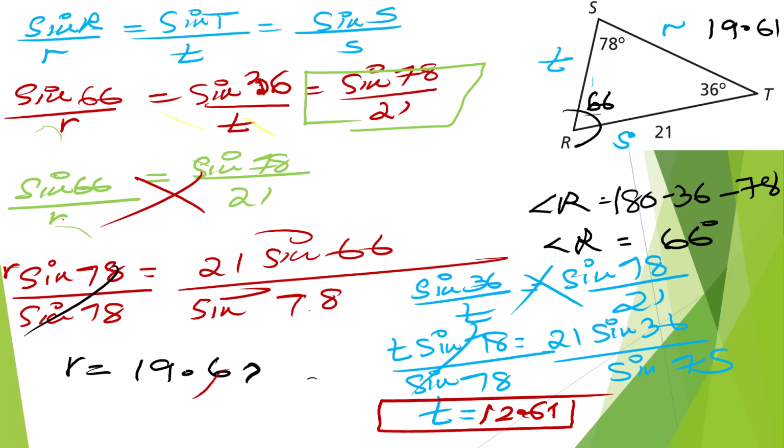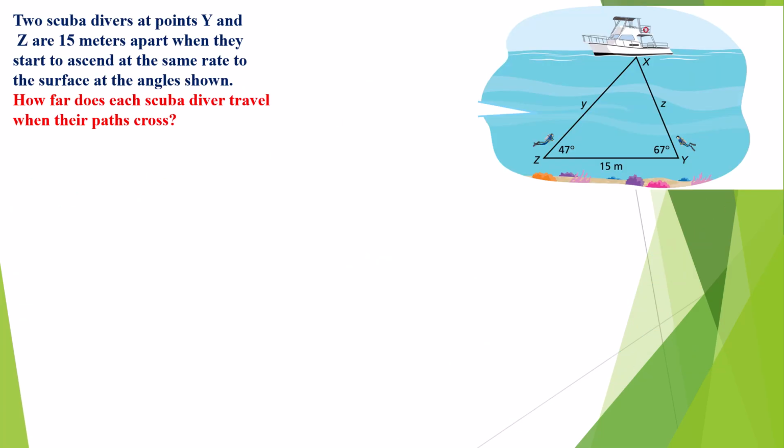So I hope that these kinds of questions are clear to you. Solve the word problem: two scuba divers at points Y and Z are 15 meters away from each other. So here is the distance which tells us that they are apart from each other at a distance of 15 meters, and they start to ascend at the same rate to the surface at the angles shown, that is 47 degrees and 67 degrees. How far does each scuba diver travel when their paths cross? So we have to find out y and z.